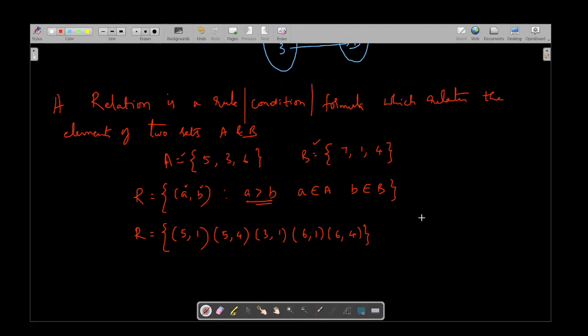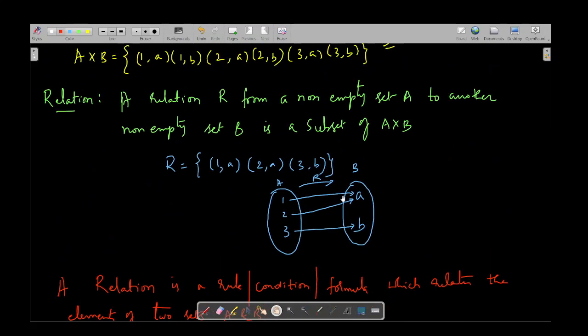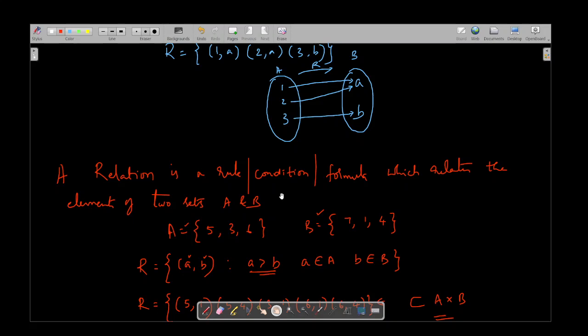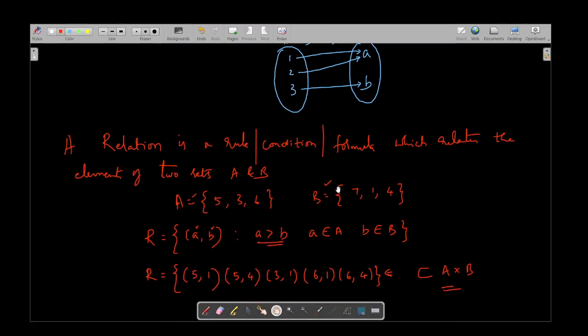So this is also the definition of relations, and we can observe that whatever we write here will be a subset of A cross B. So one definition is that a relation is always a subset of A cross B, or it can be a rule, condition, or formula which relates two sets A and B.